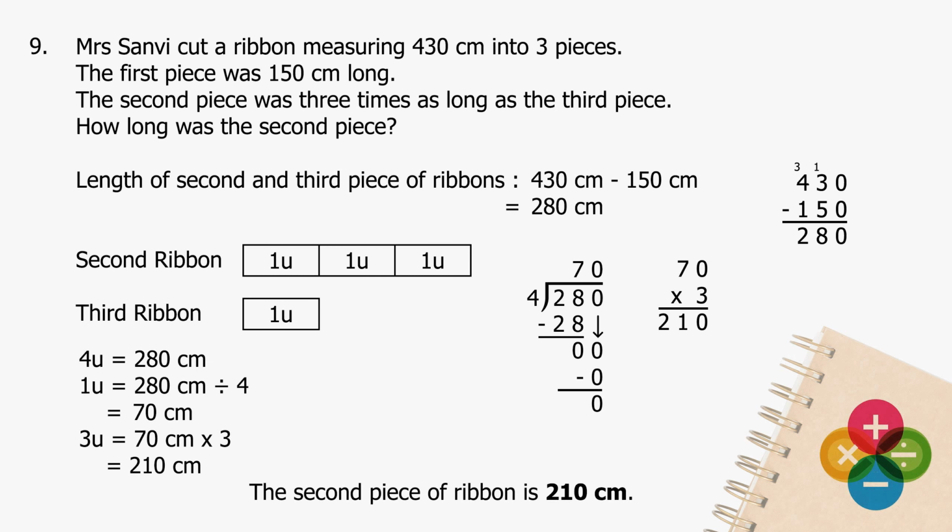The length of second and third piece of ribbons will be, subtract 120 cm from 430 cm, and the difference is 280 cm. 4 units is equal to 280 cm. 1 unit will be, divide 280 cm by 4, and the quotient is 70 cm. 3 units will be, multiply 70 cm by 3, and the product is 210 cm. The second piece of ribbon is 210 cm.